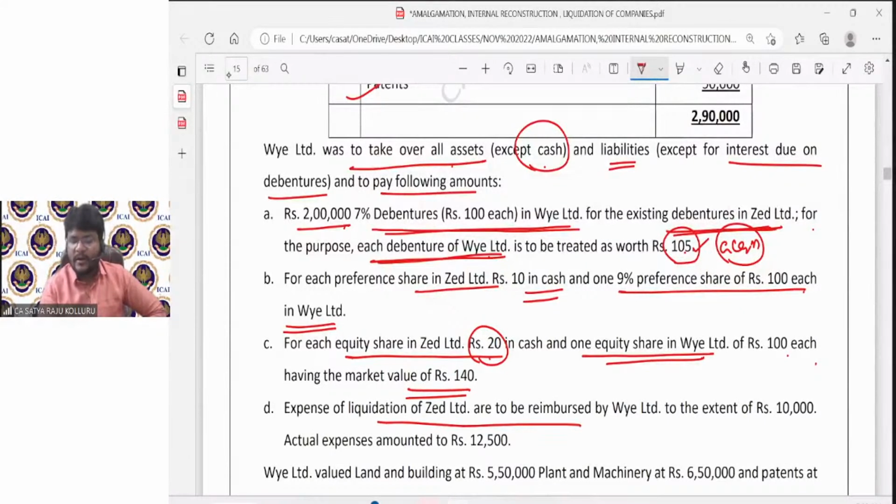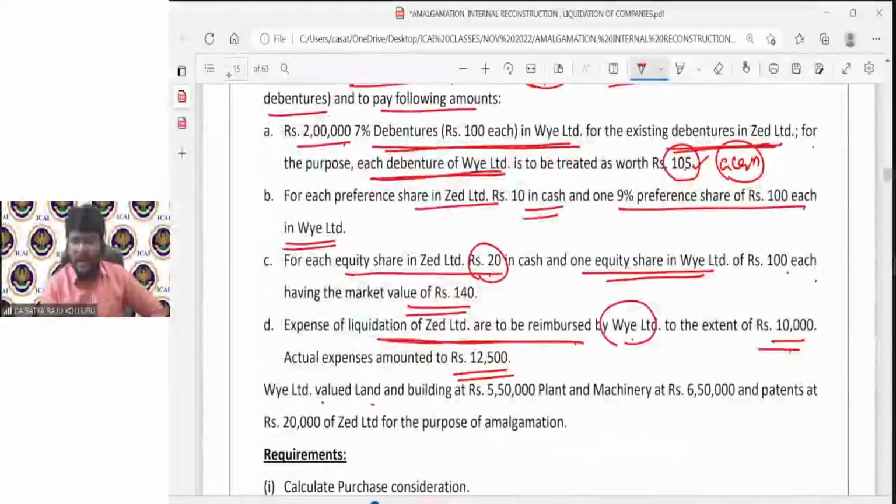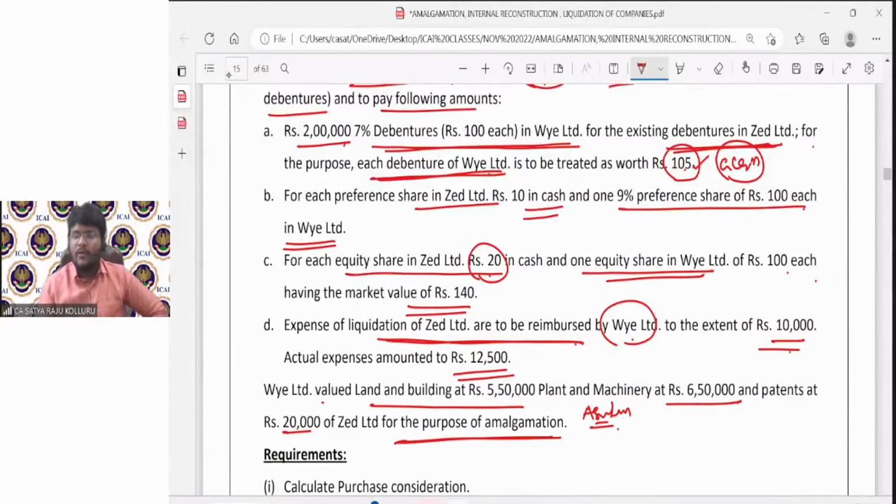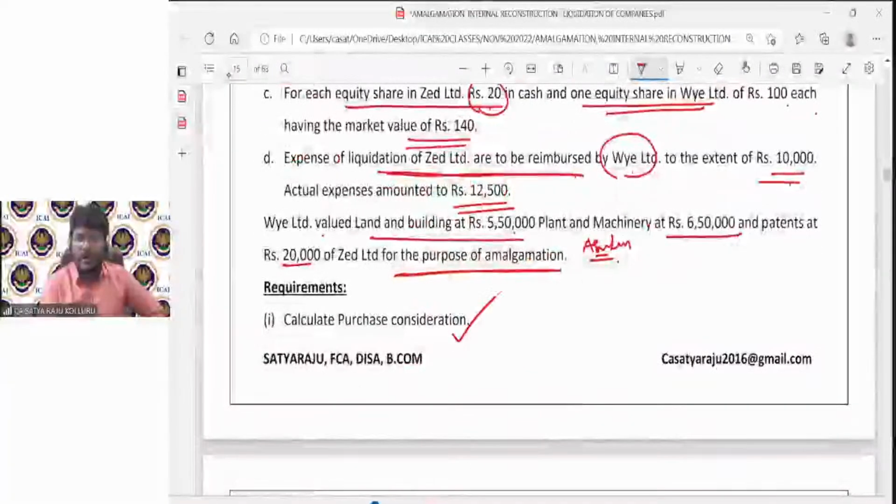Expenses of liquidation of Z Limited are to be reimbursed by Y Limited to the extent of 10,000. Actual expenses amounted to 12,500. Y Limited valued land and building at 5,50,000, plant and machinery at 6,50,000, and patents at 20,000 of Z Limited for the purpose of amalgamation. These are all agreed values. Except these assets and liabilities, for all remaining assets and liabilities, the purchasing company acquired them at book value only. If there is no information, we are acquiring at book value only. But for the building, plant and machinery, and patents, we are acquiring at other than book value, which is the agreed value, out of which we already calculated the PC.